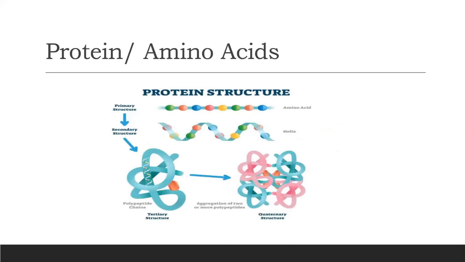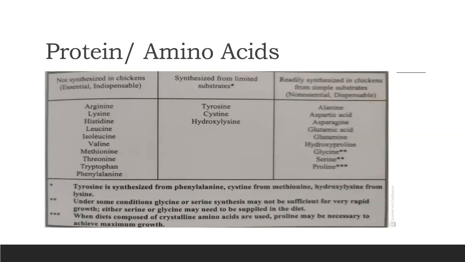Protein has a primary structure, secondary structure, tertiary structure, and quaternary structure. Generally the protein has to be broken down into a simpler form, and the simpler form of protein is the amino acid, the unit of protein. I just put on the basic terms because I've not gone into the details of proteins. And amino acids, you probably have studied as essential, semi-essential, and non-essential amino acids.